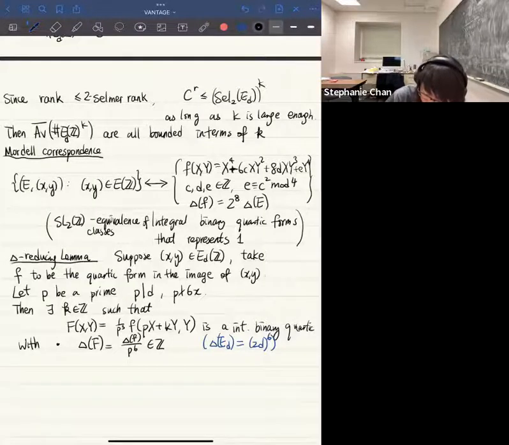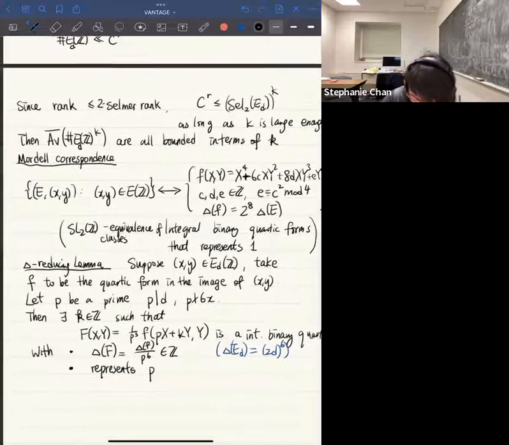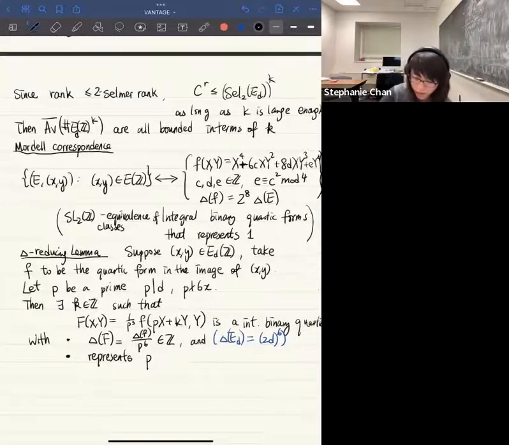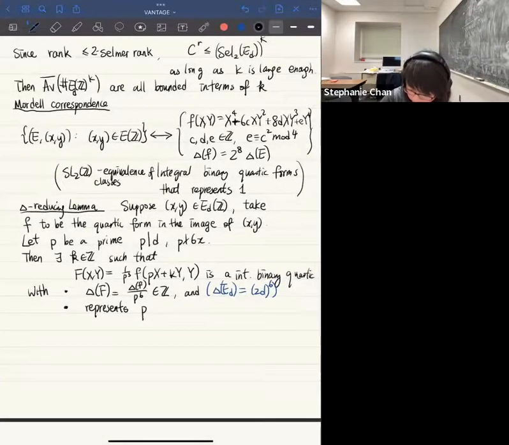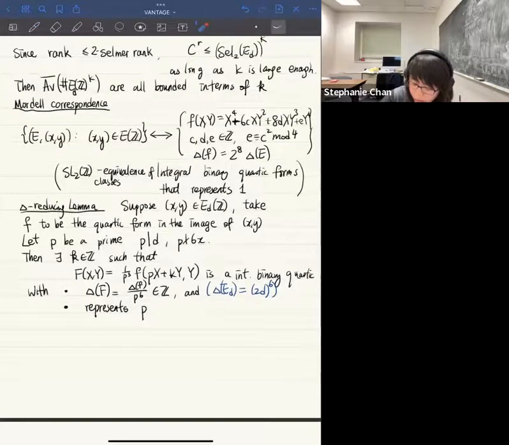The second property is that this form now represents p, the integer. So it satisfies two properties: there's something going on with the discriminant, and now it represents p. So we started with a form with a discriminant something like d to the 6 that represents 1. And now after the discriminant reduction, it has a smaller discriminant because you're dividing out by p to the 6, but now it represents a larger number. It represents p instead of 1.